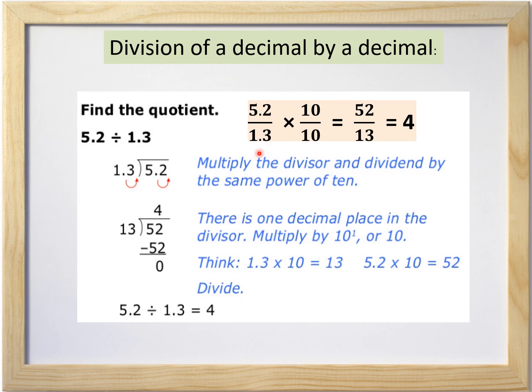has one decimal place in the divisor, I have to make the divisor a whole number. So how can I make it? I'll multiply both the numerator and denominator by 10. So it will become 52 by 13, and we know 52 divided by 13 is equal to 4. You can see the division here also, that is 52 divided by 13 is equal to 4. So this is how we will convert the divisor into a whole number so that we will be able to divide the dividend and find the quotient. Is it clear, children?